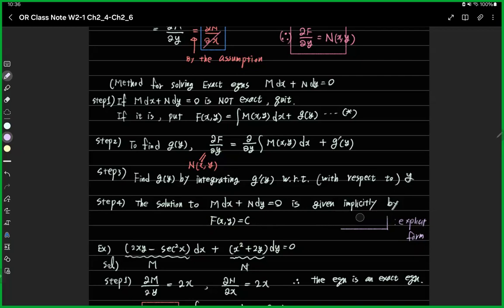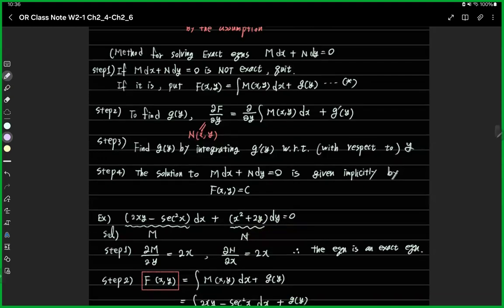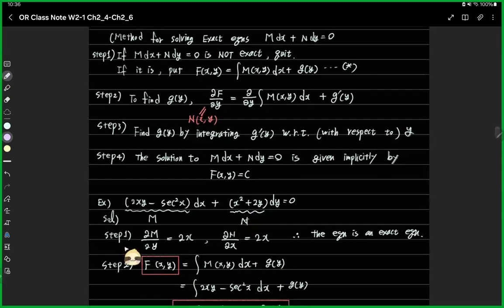Let's see an example. (2xy minus secant squared x) dx plus (x squared plus 2y) dy equals 0. Step 1: we need to see if this is an exact equation. Partial M partial y equals 2x. Take the derivative with respect to y, and you get 2x in the first term, and the second term has no y, so it's 0. And partial N partial x is going to be 2x, right? So this is exact.